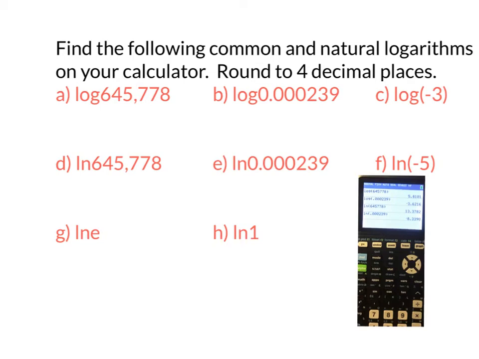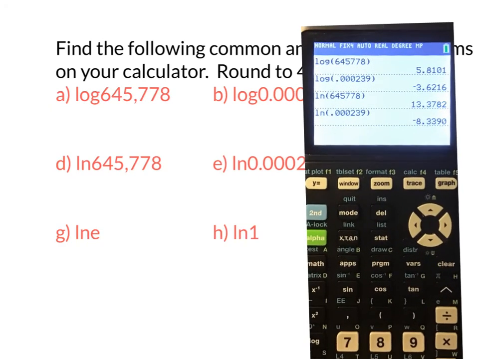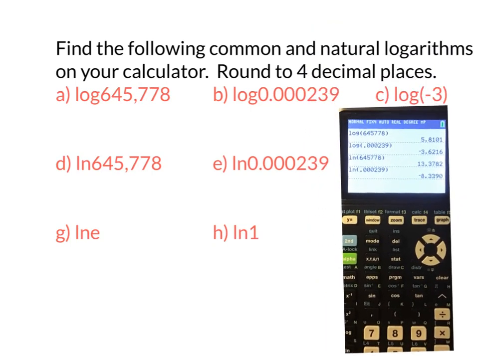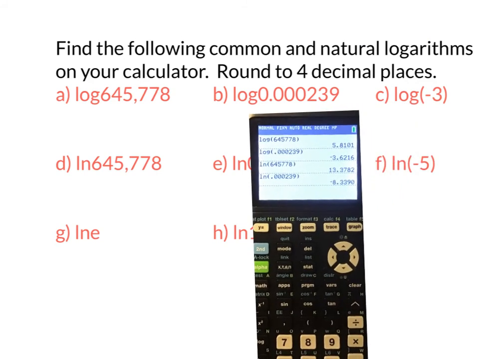So what I went ahead and did is I punched them in, took a picture of my calculator, and here it is. Log 645,778, punched it in, got 4 decimals. Log, the second one right there. The third one, part C, I tried to punch that one in. Actually, I didn't because I knew what it was going to be, but you cannot do a negative log.